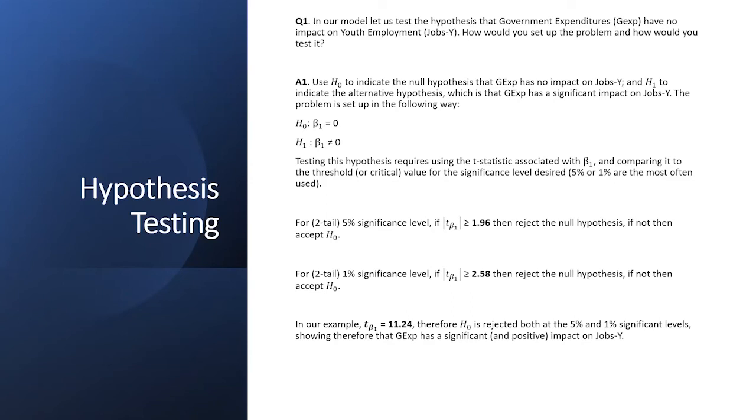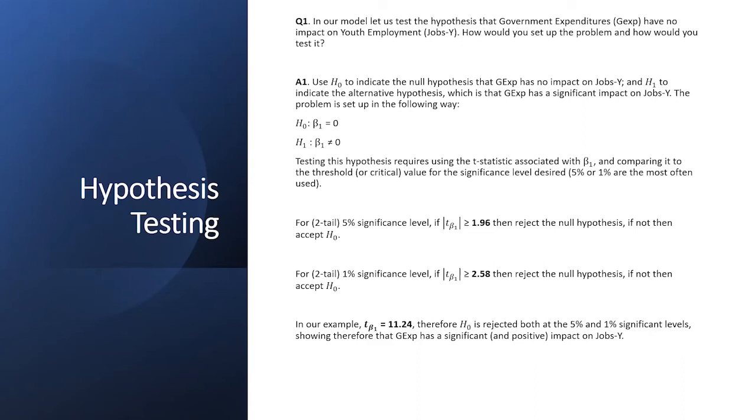Hypothesis testing. In this case, we want to test the hypothesis that government expenditures have no impact. This is the hypothesis: government expenditure has no impact on youth employment. So GX has zero impact on jobs Y. We want to test that hypothesis. How would we set up the problem and how do we test it? The first thing is a question of notation. Usually in hypothesis testing, you have what's known as the null hypothesis and the alternative hypothesis. The null hypothesis is essentially what you want to test.